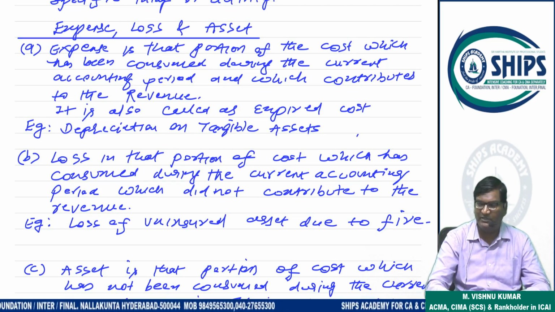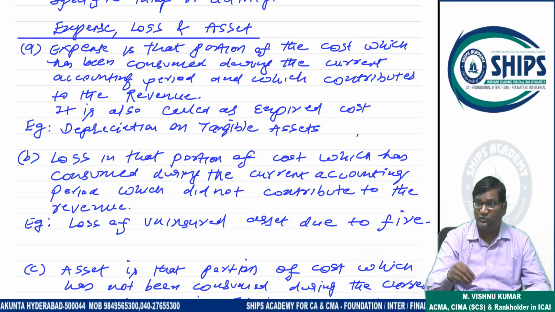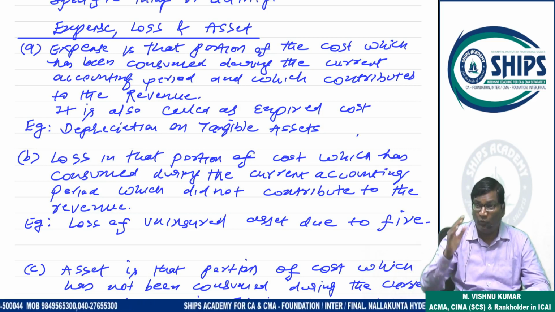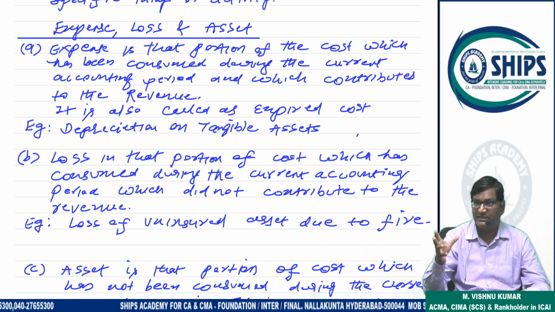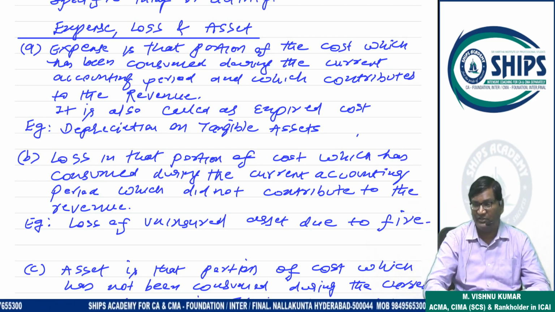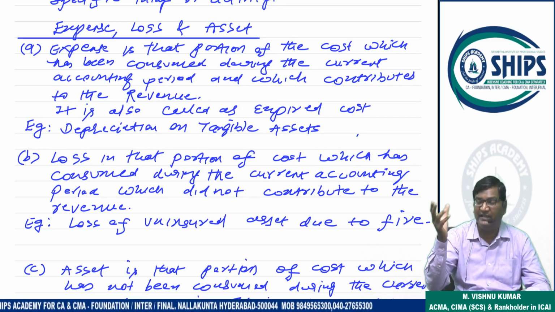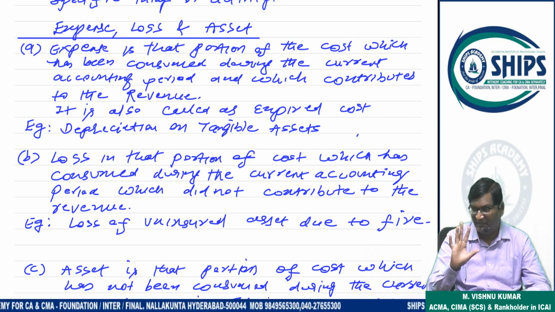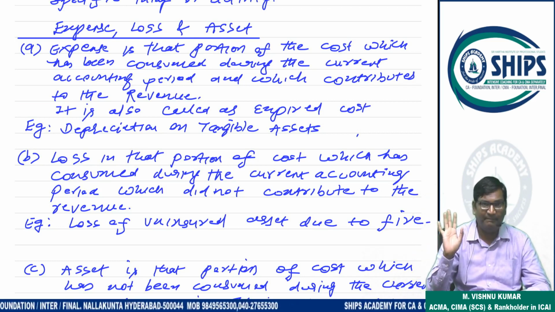Next is asset. Asset means what? You incur the cost and you are going to receive the benefits, but that benefit is not going to be received one time. Over a period of time you are going to receive the benefit. So in that case, that will be called an asset. For example, you purchase an AC. If you purchase the AC, from the AC you are getting the benefits over a period of 10 years, 8 years or sometimes 15 years also, till you remove that AC.